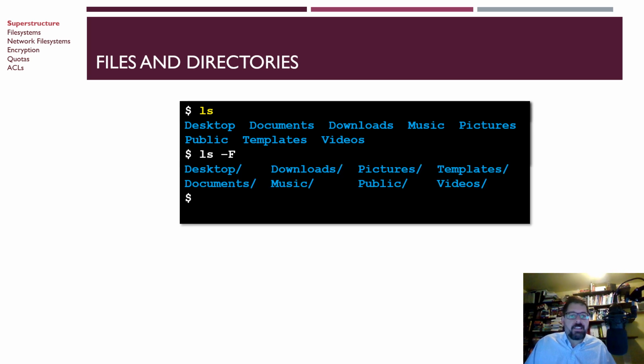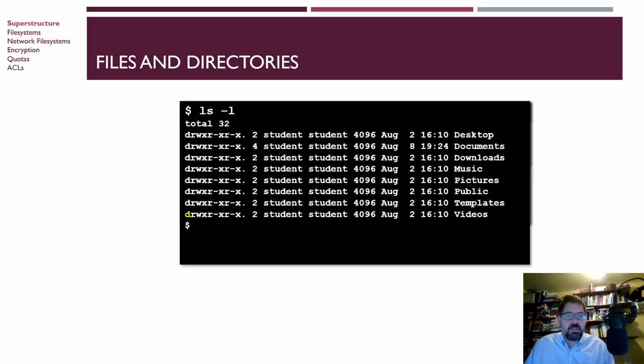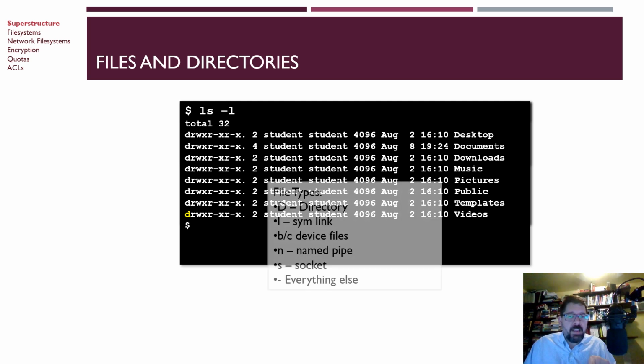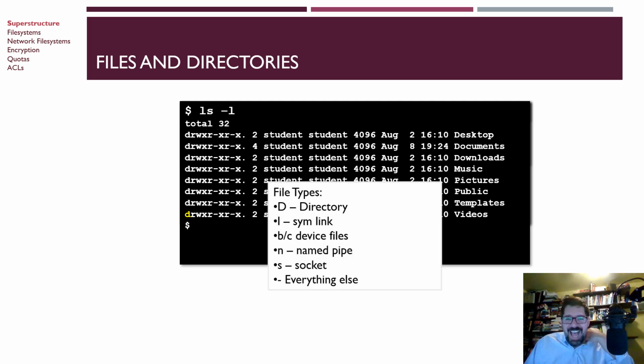So for example, ls -F will show you which ones are files versus directories. ls -l shows you everything, but with some additional information, right? So this is like the detail view in Windows, for example. Here you can see whether something is a directory, which is the letter d for directory. An l is a symbolic link. b and c are usually device files. If it's an n, it's a named pipe. It's an s if it's a socket.